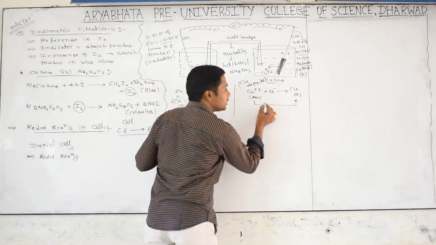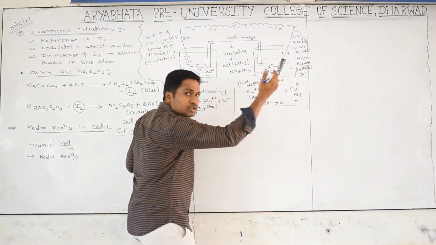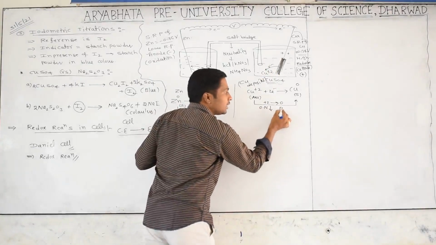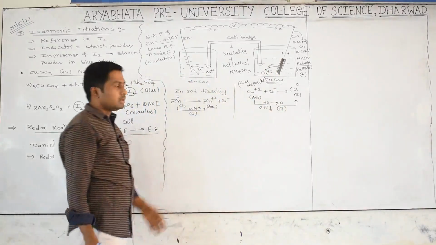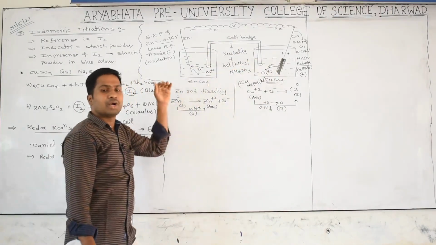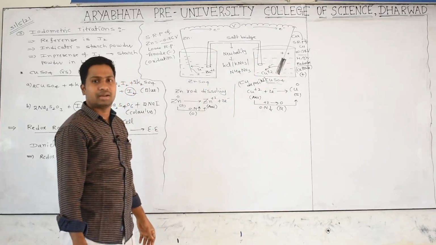Oxidation number changing from plus 2 to 0 means the oxidation number is decreasing, that's called reduction. Is that very clear? Here liberation, there consumption. That's why electron flow will be there. The electron flow only we are calling as current.